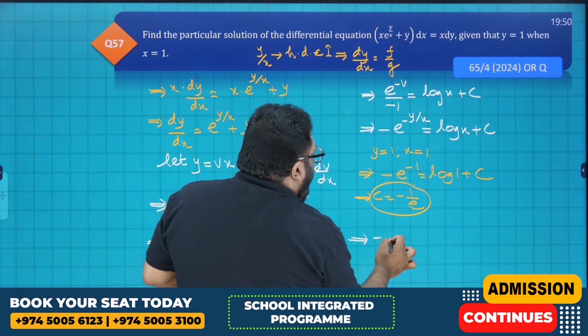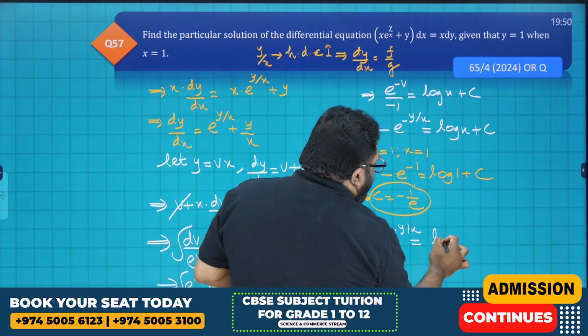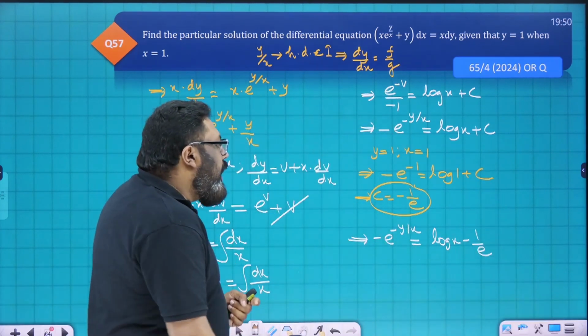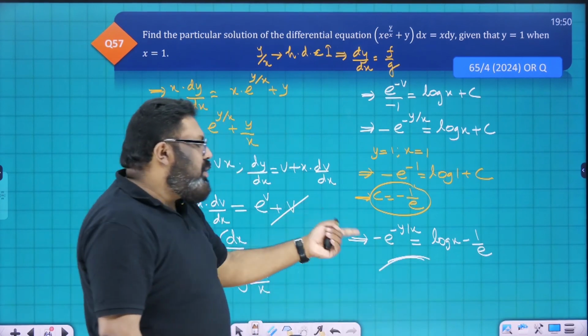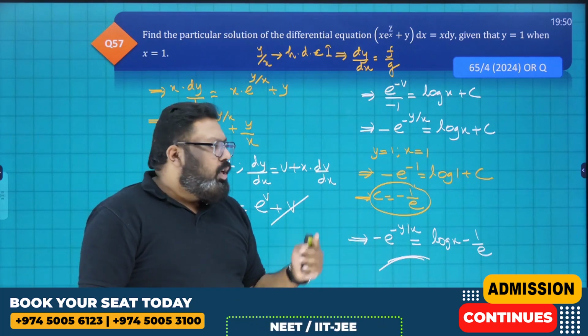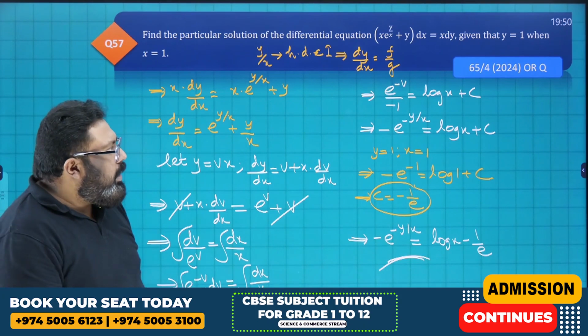Answer is minus e raised to minus y by x is equal to log x minus 1 by e. Okay, that is the answer, my dears. Don't try to do so much rearrangement and spoil your answer. I don't like that kind of logic always. Just leave it like this. Whatever you get, leave it as an answer. Particular solution done, my dears.